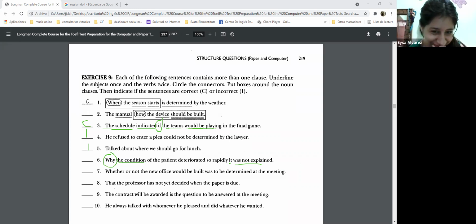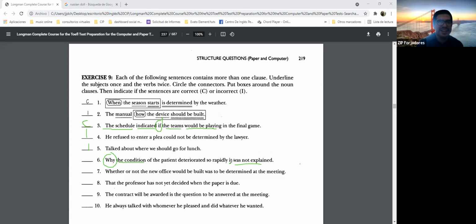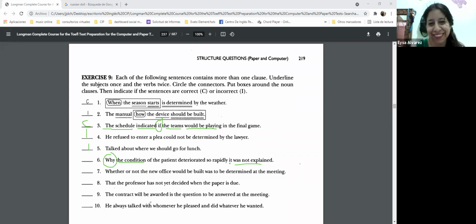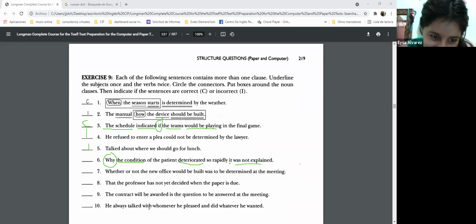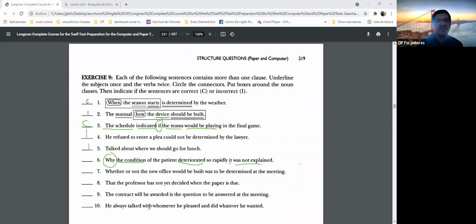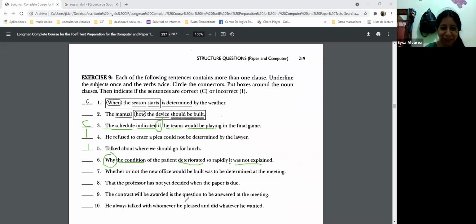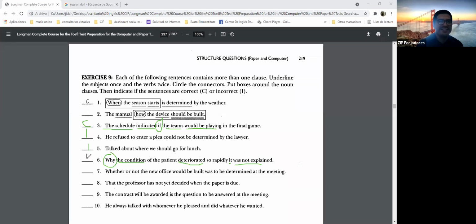Well, you haven't indicated the subject and the verbs. You only say that it is the subject, "was not explained" as the verb, "the condition" is the subject, so you missed a verb. What is the verb in the first clause? I'm not sure if it is this one, "deteriorate." Yes, that one is the verb, the action. Very good. "Of the patient" is not, because it's a prepositional phrase. So "rapidly" is part of the verb that is "deteriorated." And is it correct or incorrect? I think incorrect.